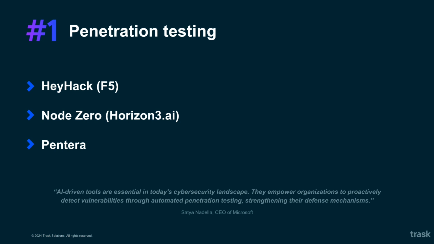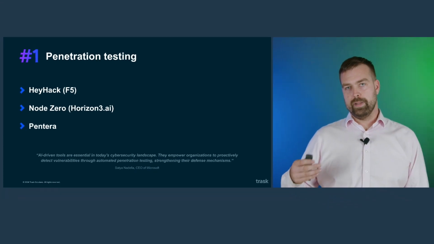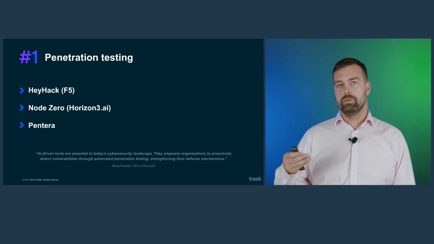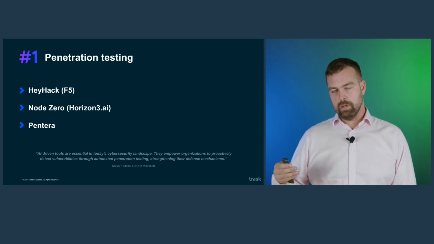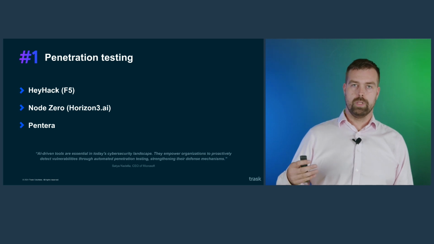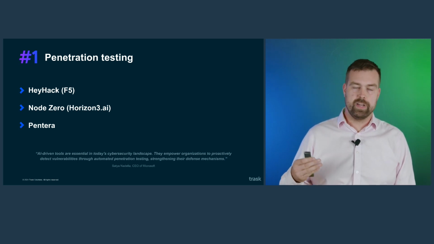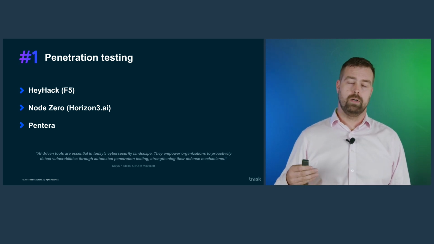As you can see, there are some of them: HeyHack, acquired by F5 recently, Node0 from Horizon3, and Pantera. Those are available tools which you can really use today for penetration testing. You can use them to do penetration tests even on a minor release, because if you have the technology, you should use it, right? So you can use it on every single release of your software, not just do penetration testing by humans yearly or twice a year, but really do it every single release, which is important for your cybersecurity posture.